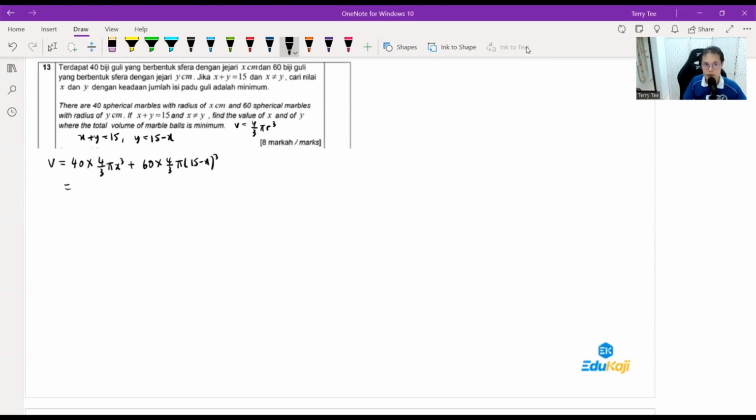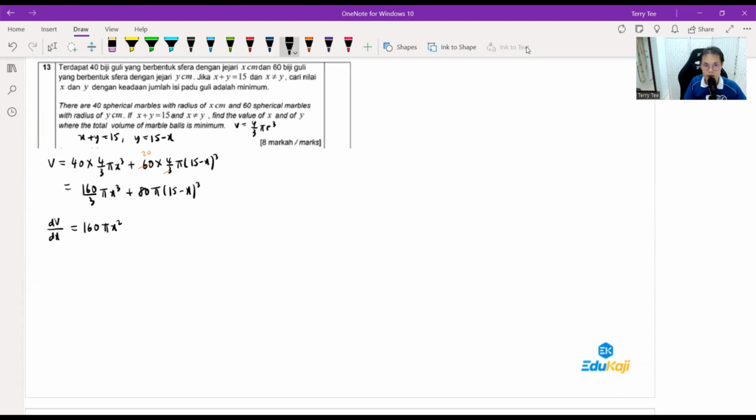Okay, let's simplify this. 40 times 4 is 160 over 3 pi x cubed. This 60 I can put together, I can cancel 60 and 3, left with 20. 20 times 4 is now 80. So it's 80 pi (15 minus x) cubed. Now, we know to have minimum or maximum, your dV/dx must be 0. First, let us differentiate. Bring the power 3 down. 3 and 3 cancel, left with 160 pi x squared.